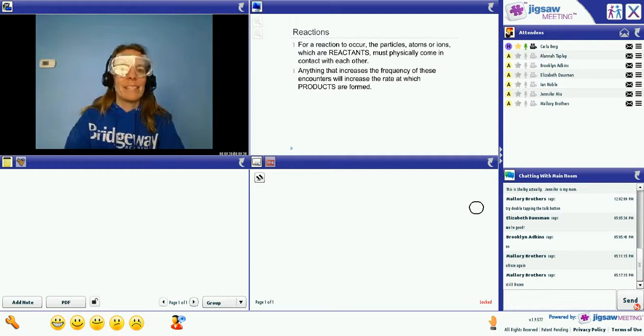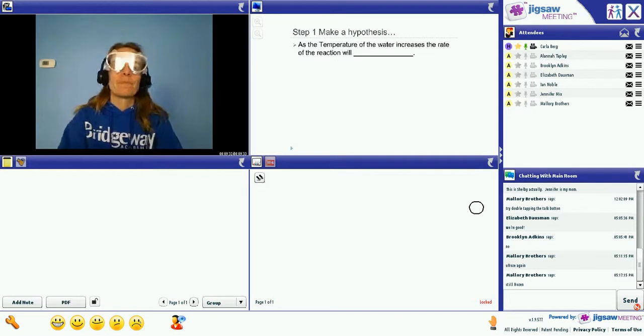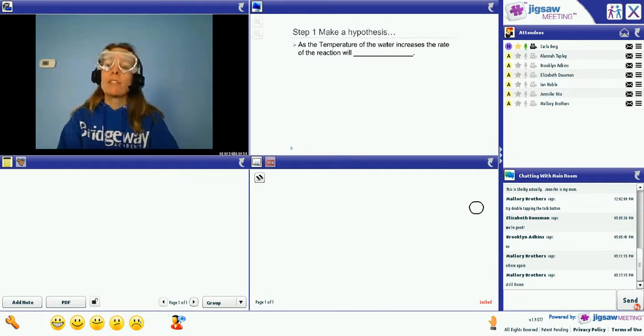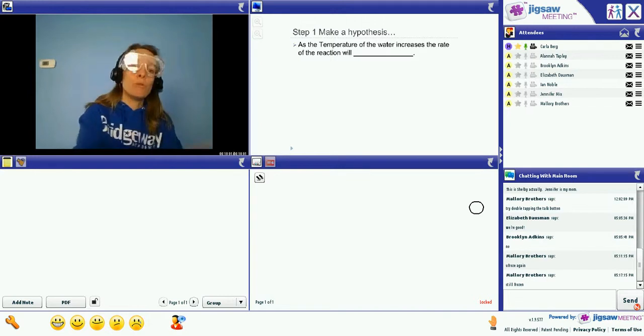All right, it looks like we are all set to go. So whenever we are doing an investigation or a scientist is doing a lab or conducting an experiment, we need to make a hypothesis. That is our first step. I went ahead and wrote most of the hypothesis sentence here. You just need to fill in the blank. And I would like you to think about what you know about hot water and cold water, and maybe what you know about Alka-Seltzer.